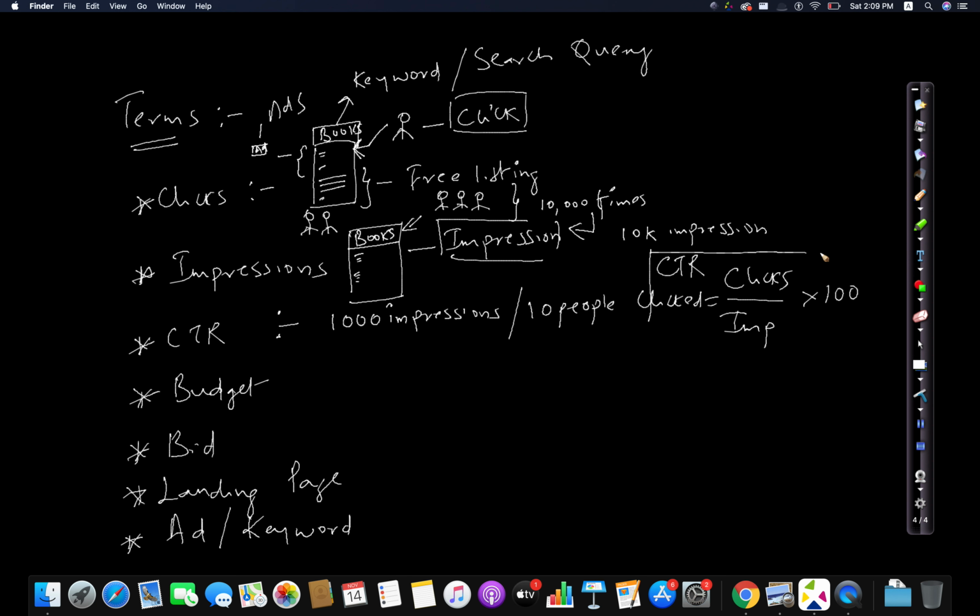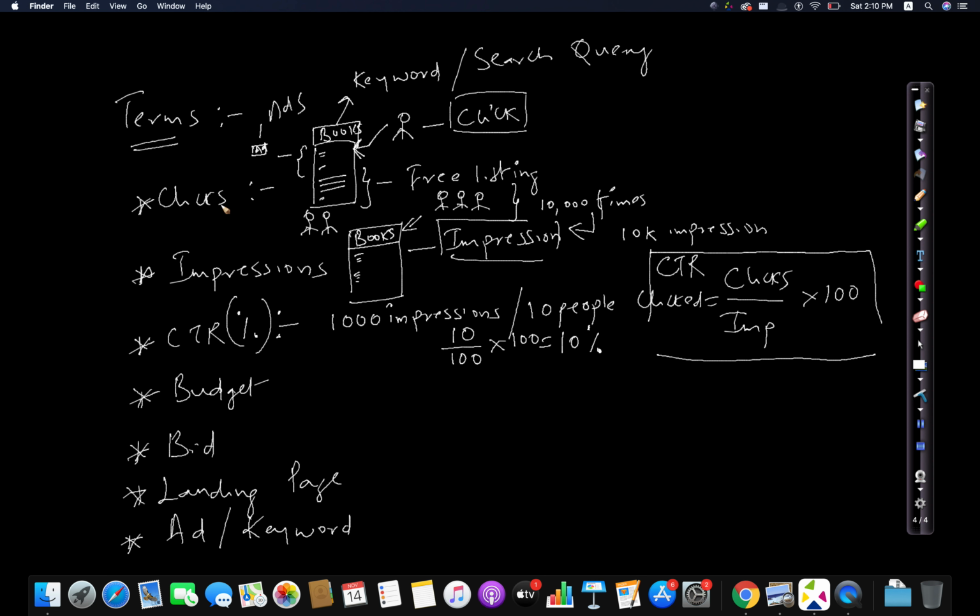So your CTR means your total number of clicks divided by impressions into 100. In this case, I've got 10 clicks out of how many impressions? 100 impressions. So just multiply by 100. Now this gives you 10%. That's your CTR. CTR is always calculated in percentage. Remember that. All right, that's about it.